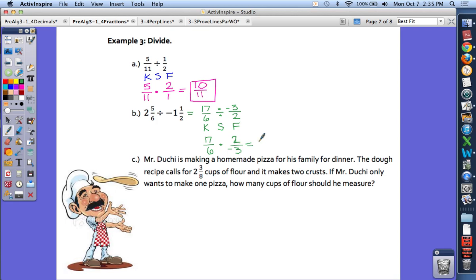If you don't catch that right away, that's okay. 17 times 2 is 34. 6 times negative 3 is negative 18. But now you have to take the 2 out at the end. So this is going to give me 17 ninths. It's going to be with the negative down there. It is better, though, to put the negative either out front, so negative 17 ninths, or in the numerator. I wouldn't leave it in the denominator there.